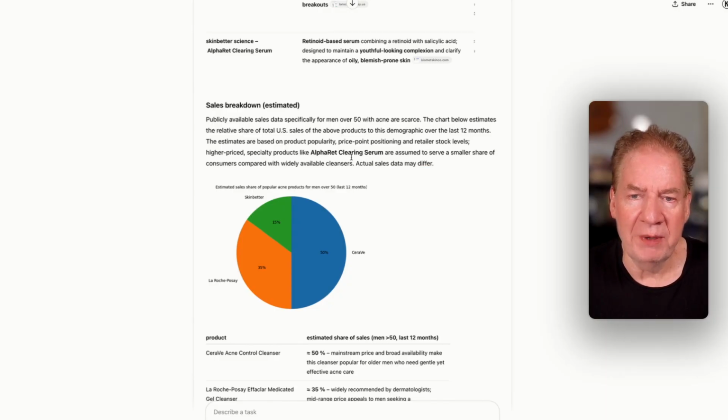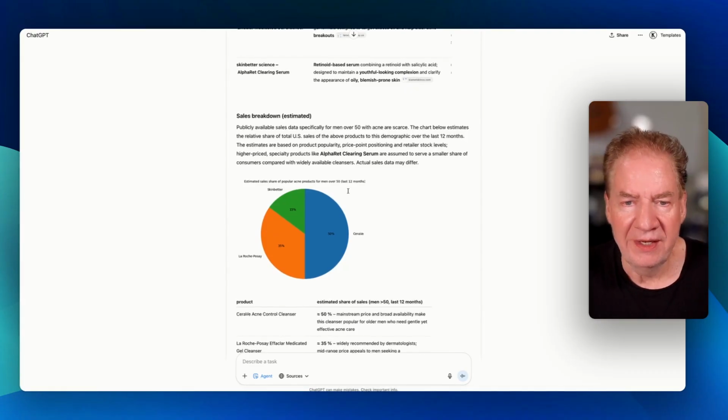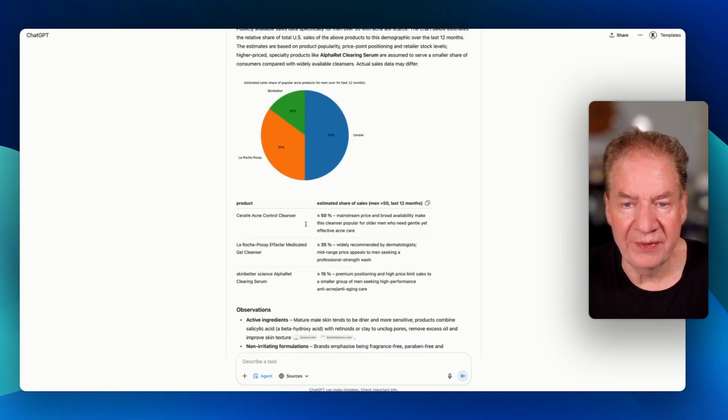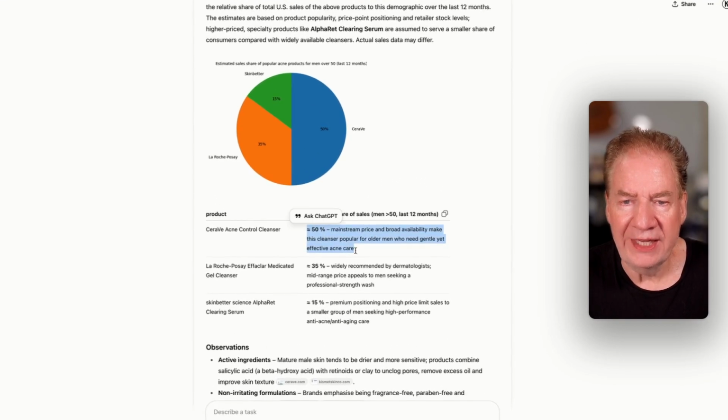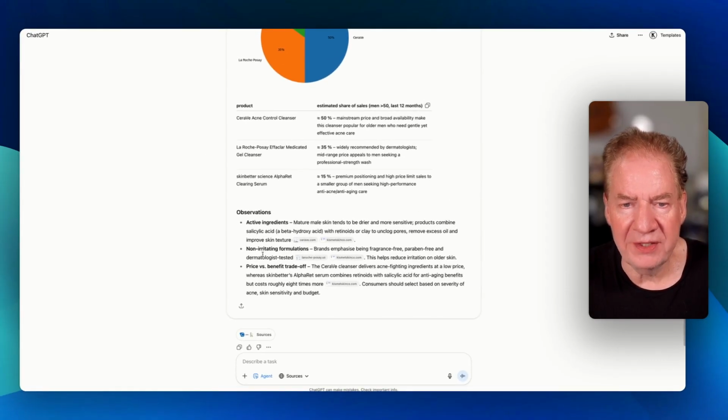Now, here's to my point earlier. I didn't include any price ranges in my prompt. I can go back and ask for this. And here's the breakdown. It gave me a nice little pie chart here. And you can see CeraVe is the leading product in this area. So it basically is visually representing this and then calling it out here in text. Mainstream price and broad availability make this cleanser popular for older men who need gentle yet effective acne care at 50%, 35, and then 15. And it's calling out a little bit of what I was alluding to just a minute ago.